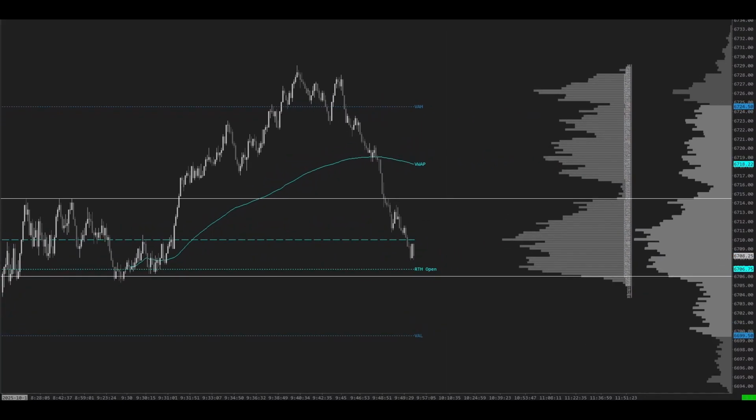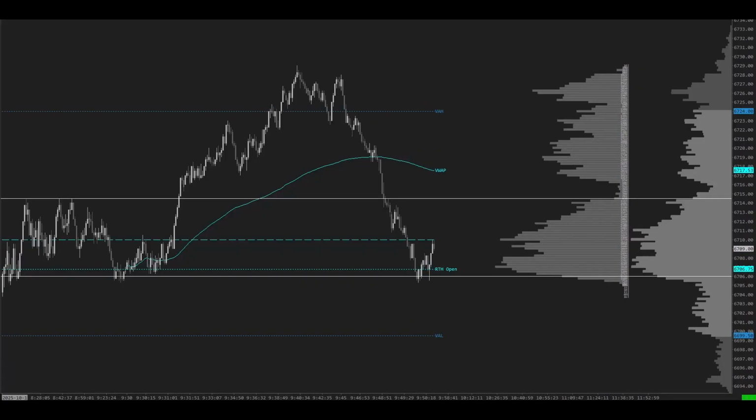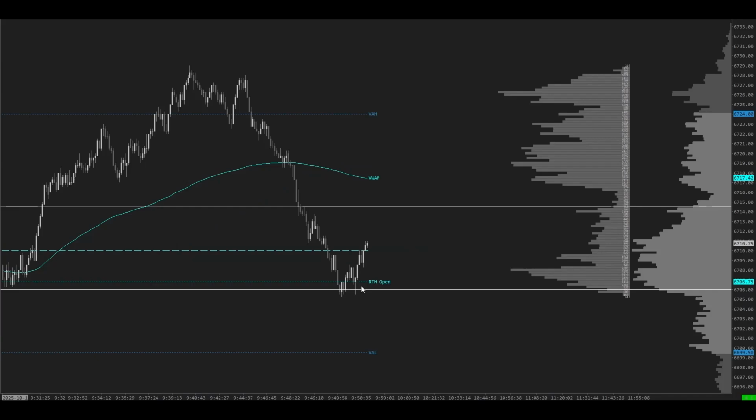Let me speed it up here. It tested a little bit below. Tested back down below it again, and it's bounced here. It's a bit of a micro level setup right there. I can draw it.